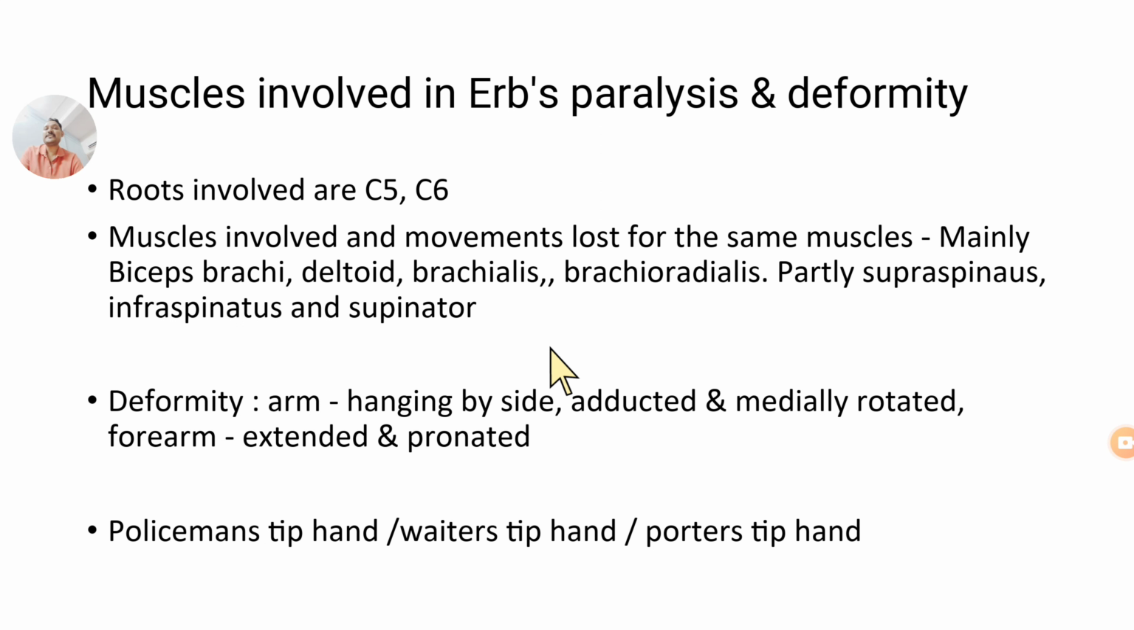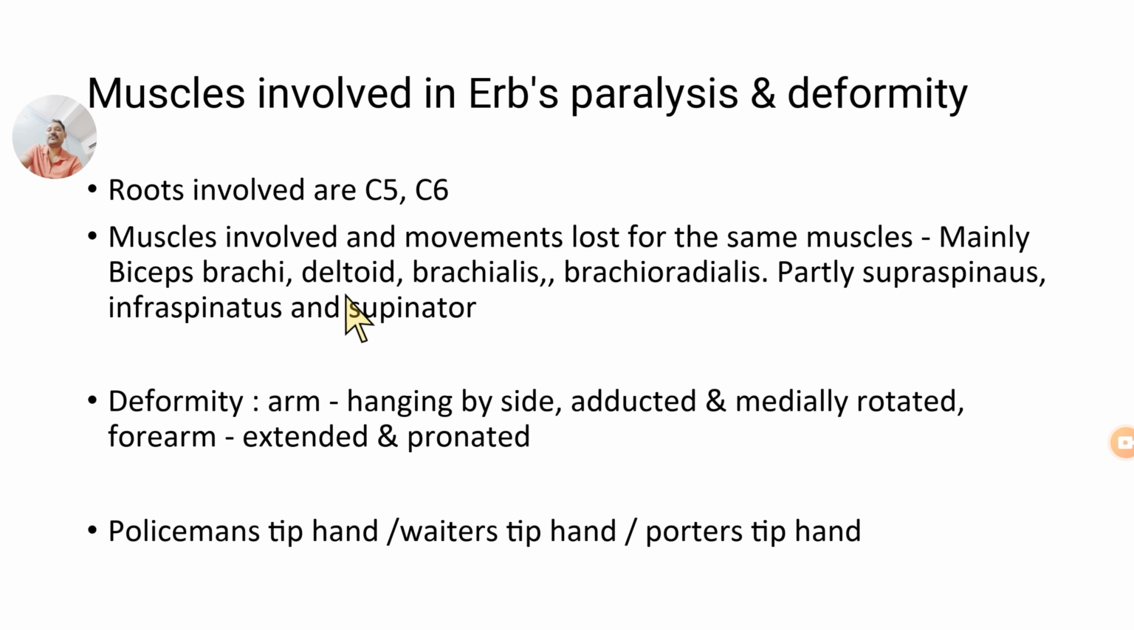As you go down, you have C6, C7, C8 and T1 involved, and that too in this direction, from the lateral to the medial: C5, C6, C7, C8, T1. So remember, the upper part is supplied by C5, C6. And in Erb's paralysis, these are the muscles: biceps, deltoid, brachialis, brachioradialis, and partly supraspinatus and infraspinatus, because you have the suprascapular nerve involved there. And supinator, some fibers of the radial nerve, again C5, C6, supply the supinator. So these fibers are involved.